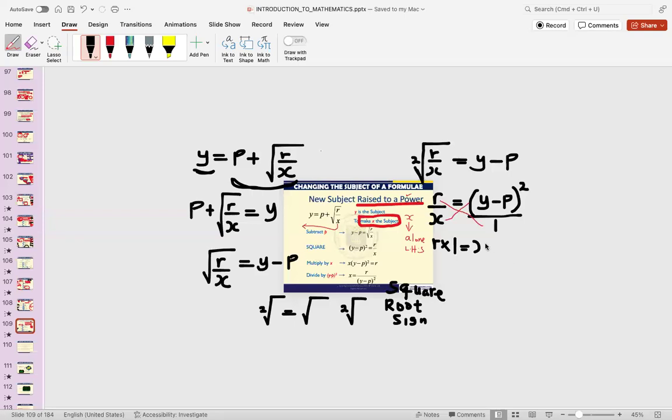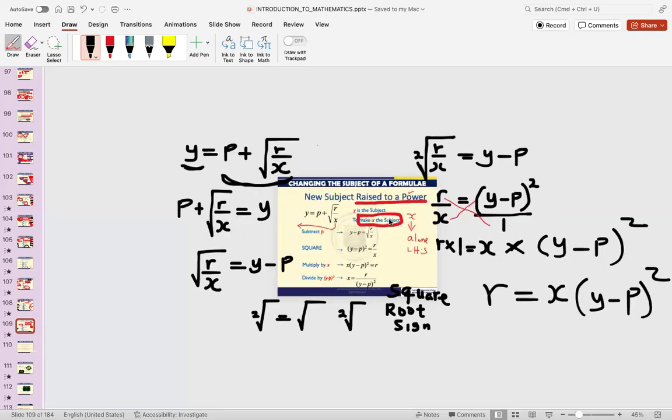So then the arrangement becomes as follows, that we have r multiplied by 1 is equal to x multiplied by y minus p all squared. R multiplied by 1, you have r. X multiplied by this means they are attached. So you have x into y minus p all squared.